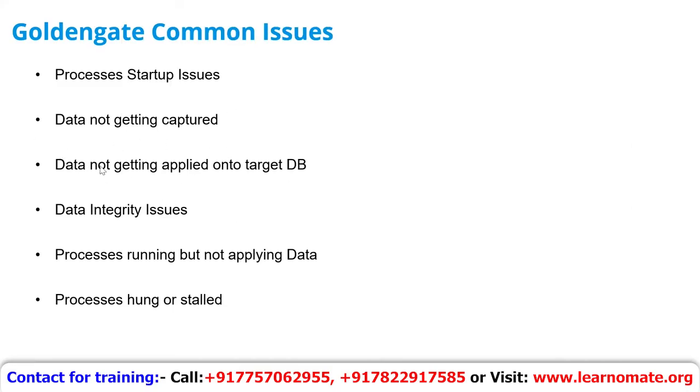Data not getting captured and data not getting applied are two different things. Each process is individual in Oracle GoldenGate. Data not getting captured means it's an issue at the extract side. Data not getting applied means it's an issue at the replicate side. Basically, extract and pump might have done their work, but replicate is not able to apply the data to the target database.